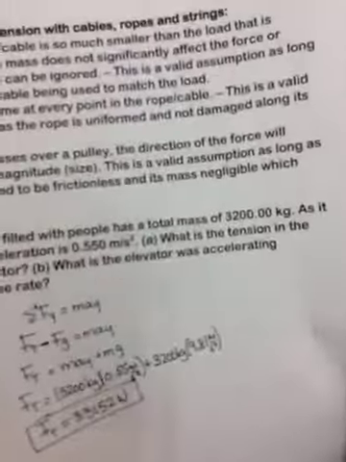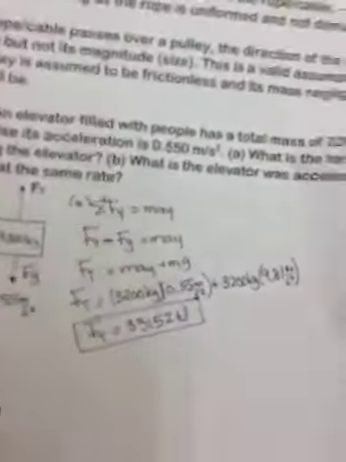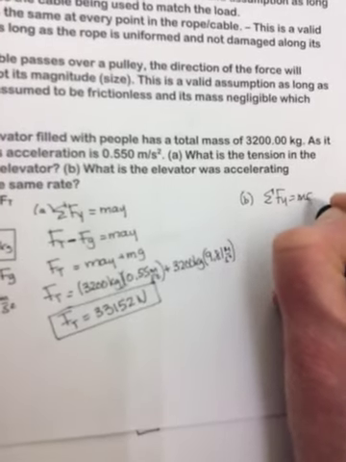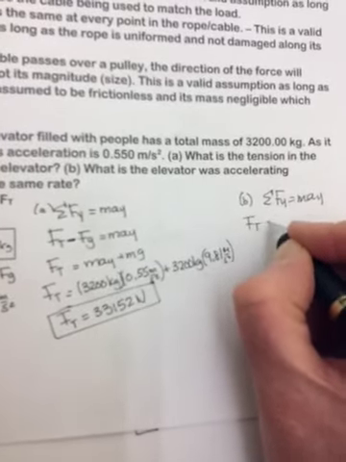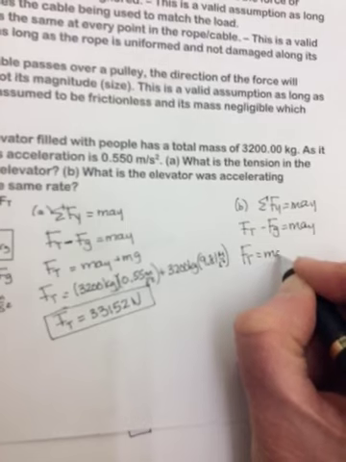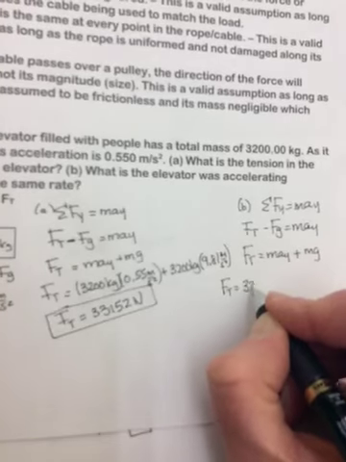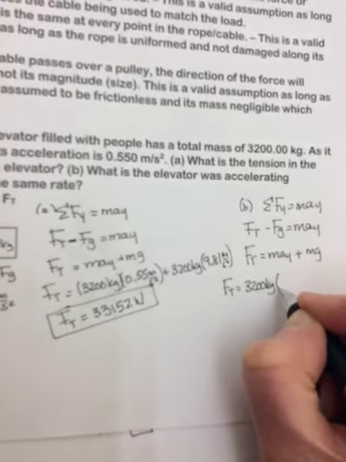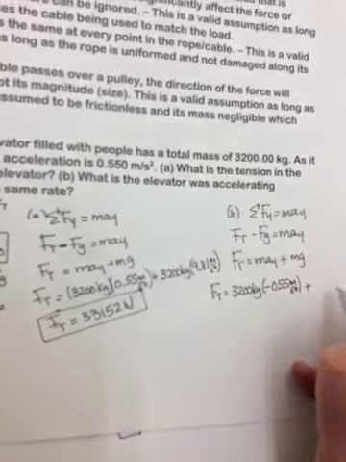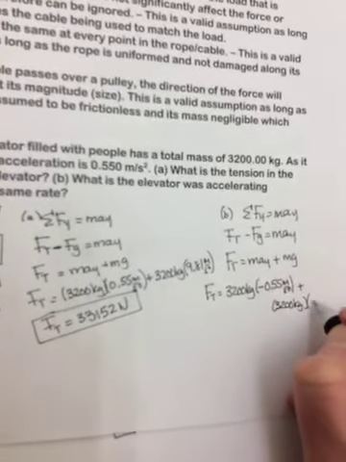But now part B says, what if it was accelerated downward at the same rate? So this is A, and we're probably going to run out of time. But for B, it's still sum of the forces in the y. F_T minus F_G still equals ma_y. So F_T is still equal to ma_y plus mg. The only thing that's different is now it's 3,200 kilograms, but the a is going down. So it goes in as a negative, 0.55 plus the 3,200 times 9.81. Okay, type this in.